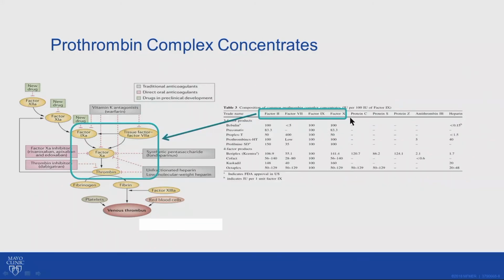When we look at these and go back to the clotting cascade, you can see right here all the factors that are in the PCCs, which is why they're useful in the reversal of warfarin and factor 10A inhibitors, and there's some data in the thrombin inhibitors, although very limited.